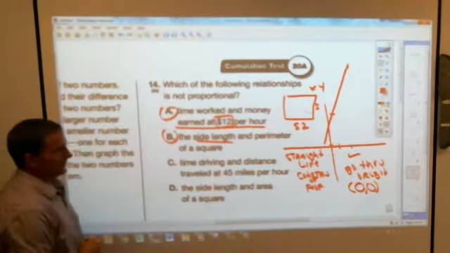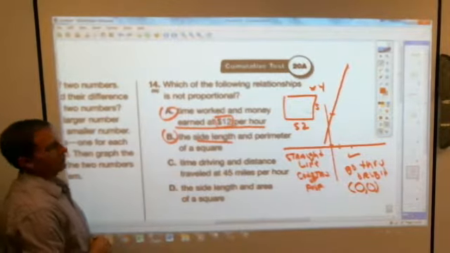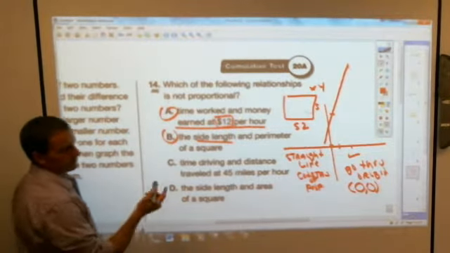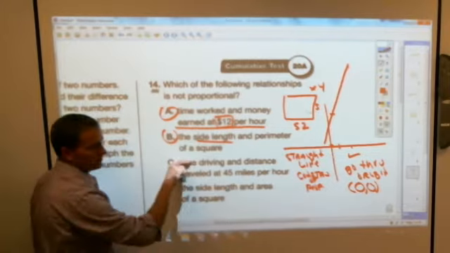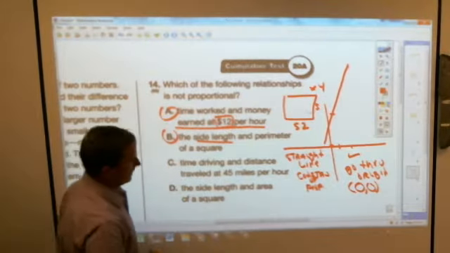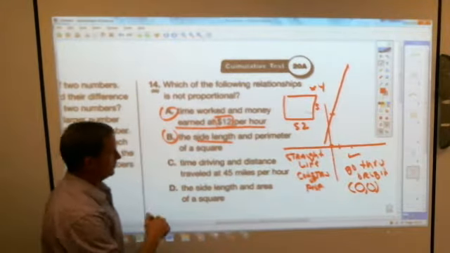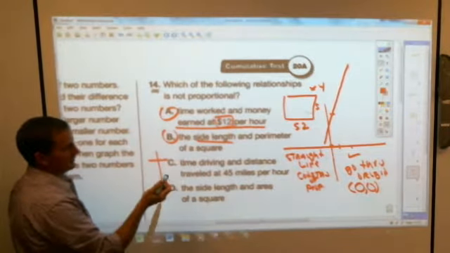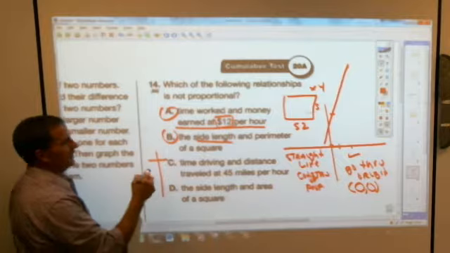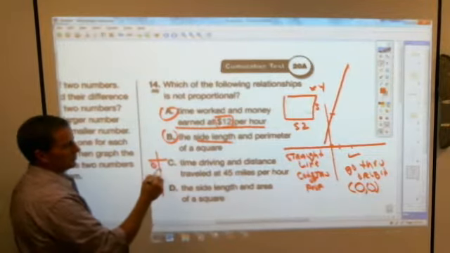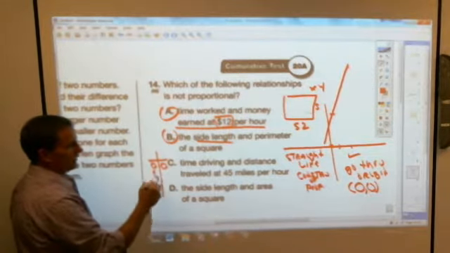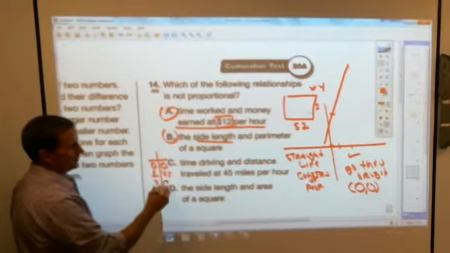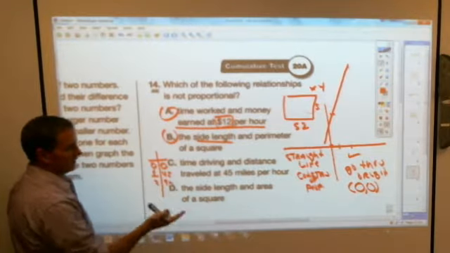Time driving and distance traveled at 45 miles per hour. So let's graph that. If you drove for 0 hours, would you go 0 miles? Yes. 1 hour, you'd go 45. 2 hours, you'd go 90. You're always multiplying by 45.